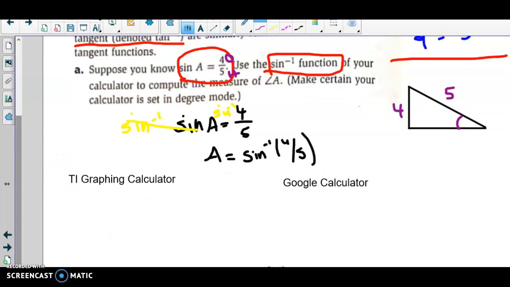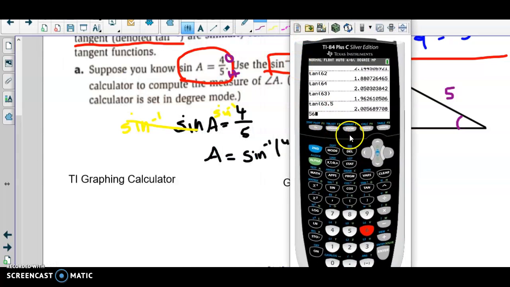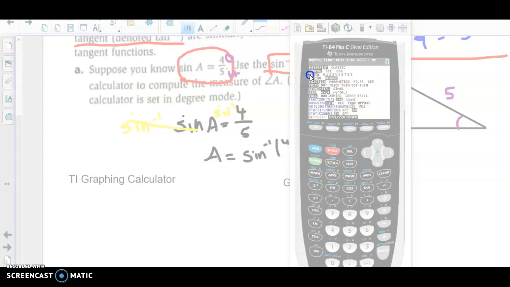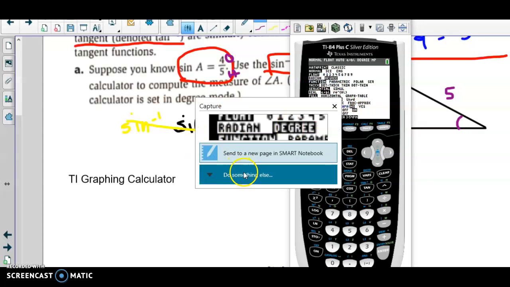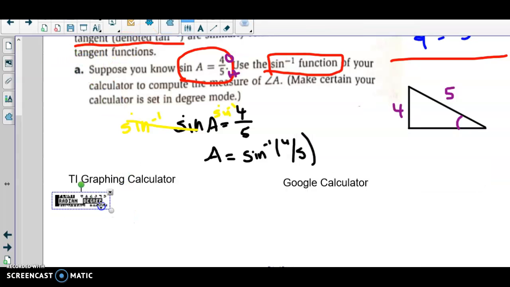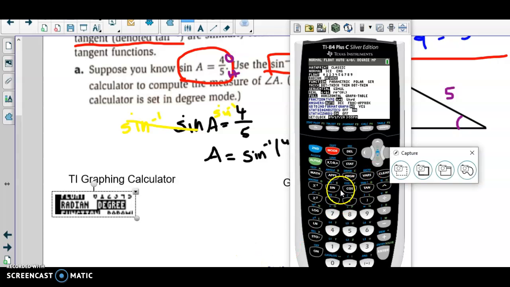So let's talk about it. If you're using your graphing calculator, if you have one, if you don't, just skip over this part till we get to the other part. You want to make sure that you're in degree mode. That's step number 1. So let's take a picture of that. You want to make sure you're in degree mode. That's our first step. And then we use this row right here where it says sine inverse, cosine inverse, tangent inverse. But see how it's in blue?